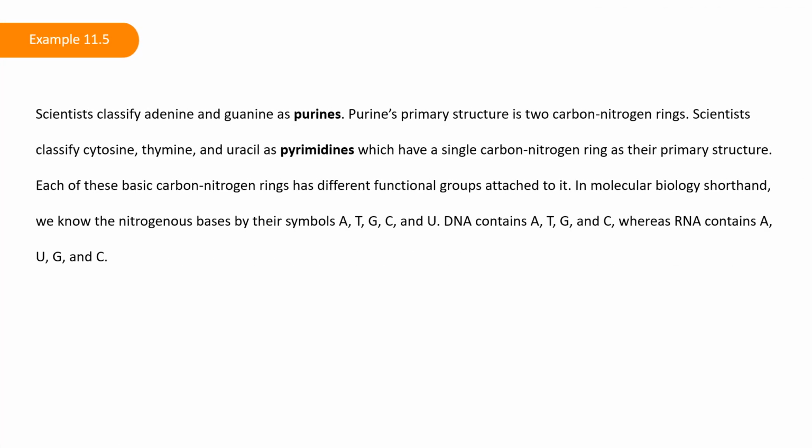Scientists classify adenine and guanine as purines. Purine's primary structure is 2 carbon-nitrogen rings. Scientists classify cytosine, thymine, and uracil as pyrimidines, which have a single carbon-nitrogen ring as their primary structure. Each of these basic carbon-nitrogen rings has different functional groups attached to it. In molecular biology shorthand, we know the nitrogenous bases by their symbols A, T, G, C, and U. DNA contains A, T, G, and C, whereas RNA contains A, U, G, and C.